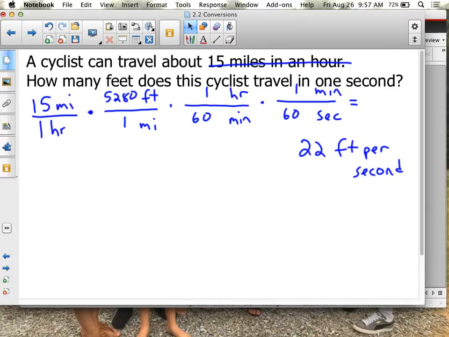That's pretty fast. So hopefully this video helps you to understand conversions can be done using proportions and also using dimensional analysis.